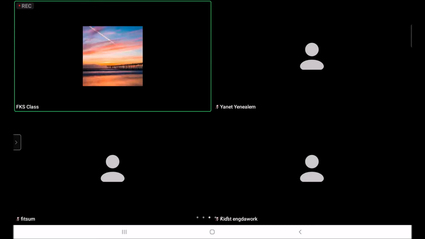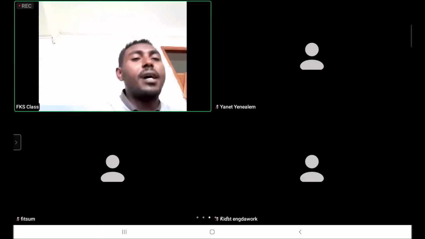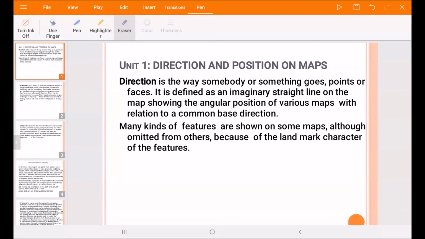Okay, a map is defined as a simplified, diminished, planar representation viewed vertically from above. When you say simplified, that is easy to understand, because every map reader, skilled or unskilled, finds it easy to understand. Diminished means reduced in size.